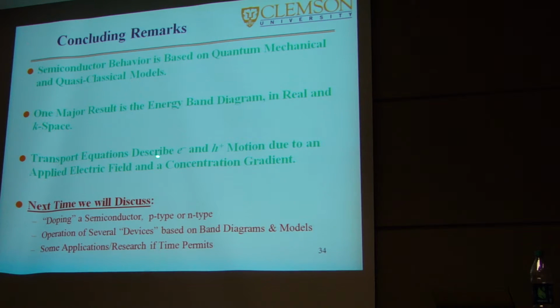The transport equations describe electrons, e minus, and holes, h plus, and their motion due to an applied electric field and a concentration gradient. Next time, we'll talk about how you dope a semiconductor to make it p-type or n-type, so you get a p-n diode. And then we'll look qualitatively at the operation of several classical devices, diodes, transistors, Schottky diodes, based on the band diagrams and the models we've developed. And maybe, if there's time, which there probably won't be, we'll look at some applications in research in this area that we're doing in our group.